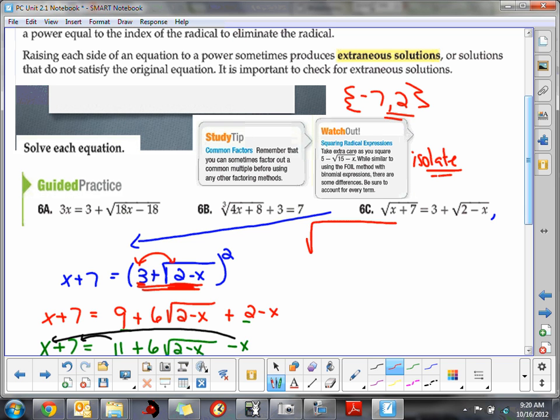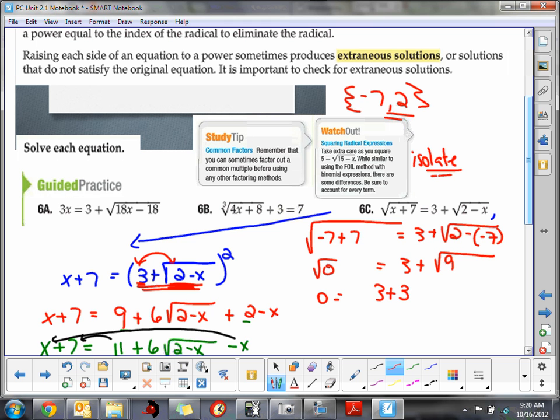So we're going to take the square root out. I'm going to put in a negative 7 first, negative 7 plus 7. Does that equal 3 plus the square root of 2 minus a negative 7? So negative 7 plus 7 is 0, square root of 0 is 0, so this side is equal to 0. And over here we have 3 plus, and then we've got 2 minus a negative 7, which is really 2 plus 7, or 9, and the square root of 9 is 3. So that means we've got 3 plus 3, and 3 plus 3 is 6, and 0 is not equal to 6. So what does that tell us? It tells us that we're going to have to eliminate negative 7 as a solution. Can't be used.